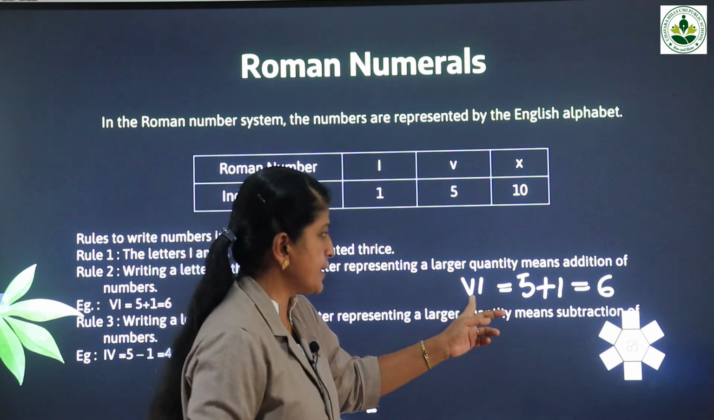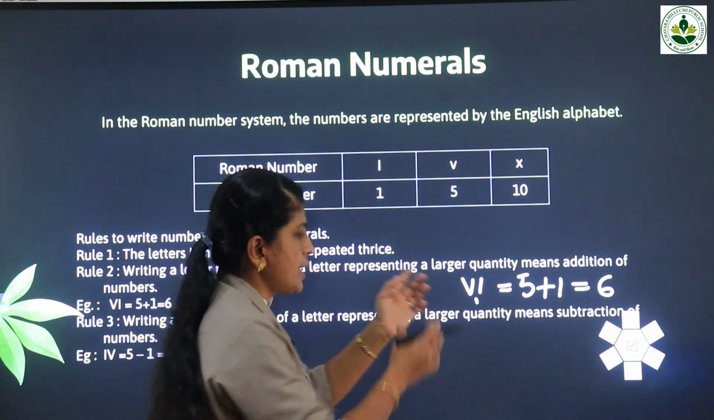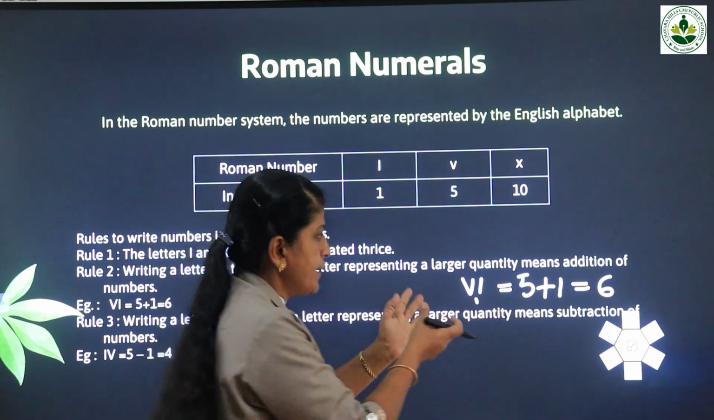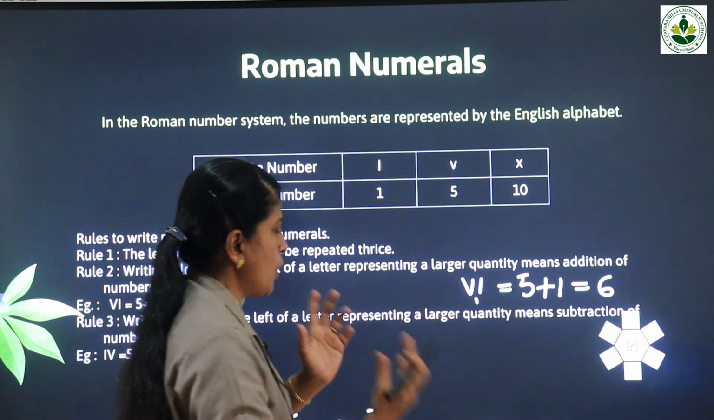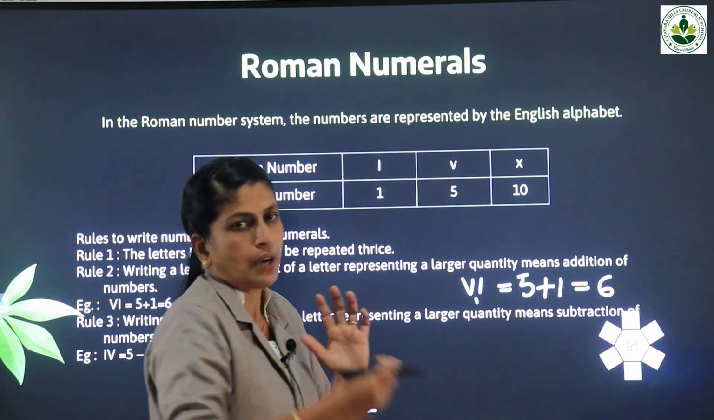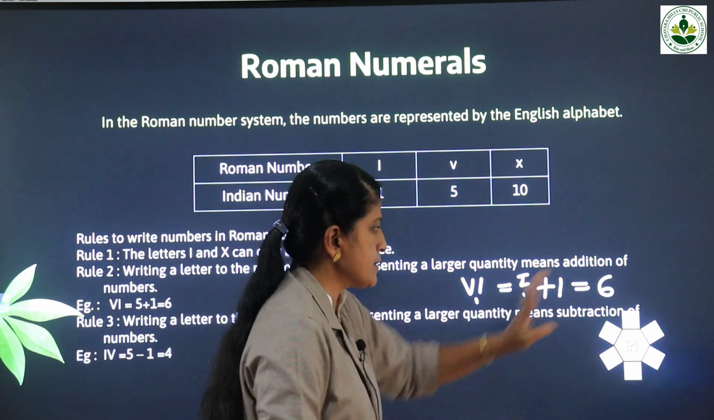For 6, we write this Roman numeral, but you didn't know how we got that. This is the rule to write it. If we write a letter of a small quantity to the right of a letter having a bigger quantity, then we add. 5 plus 1, 6, like that.